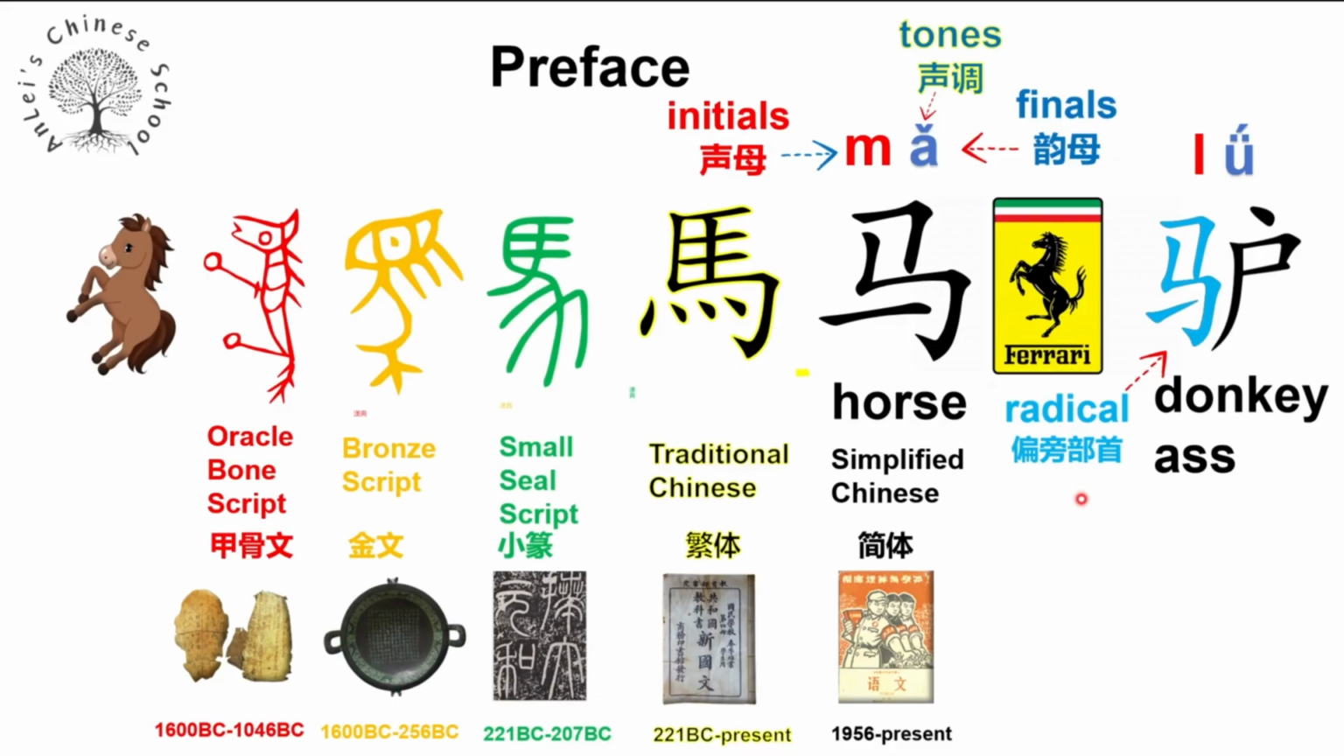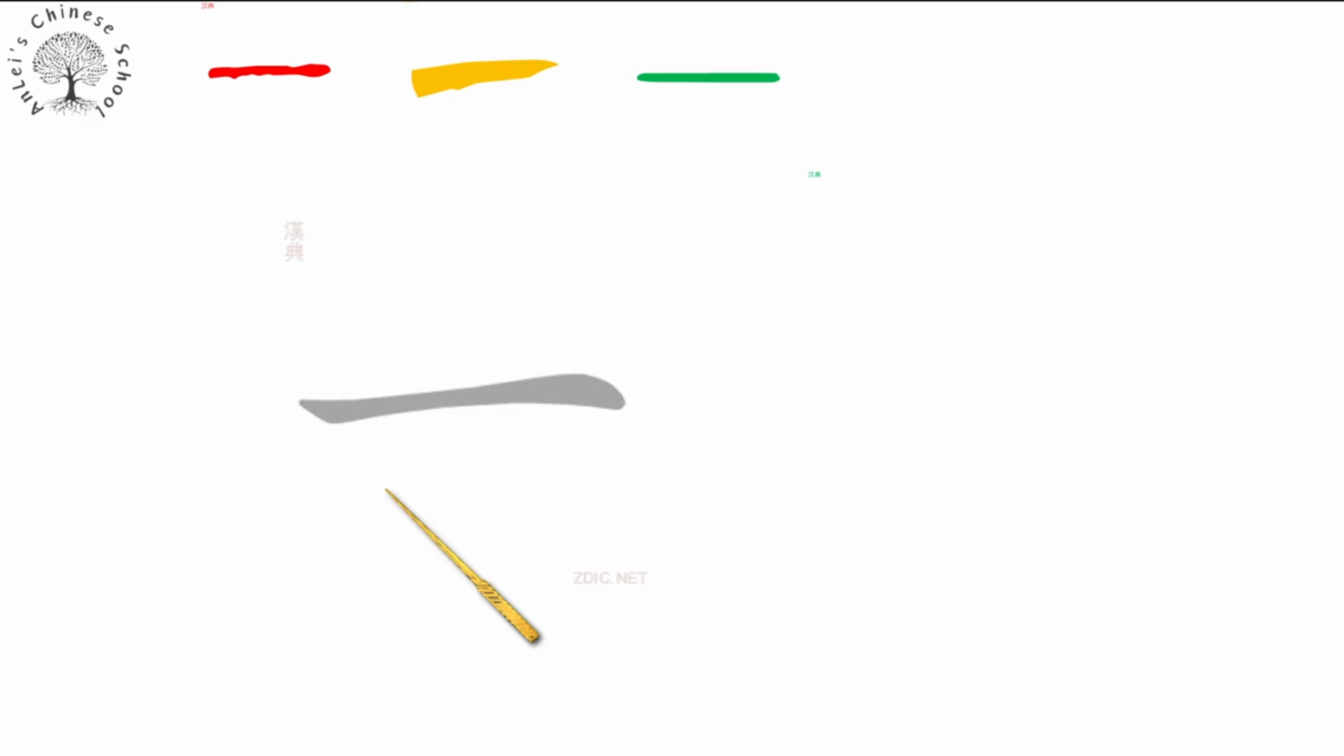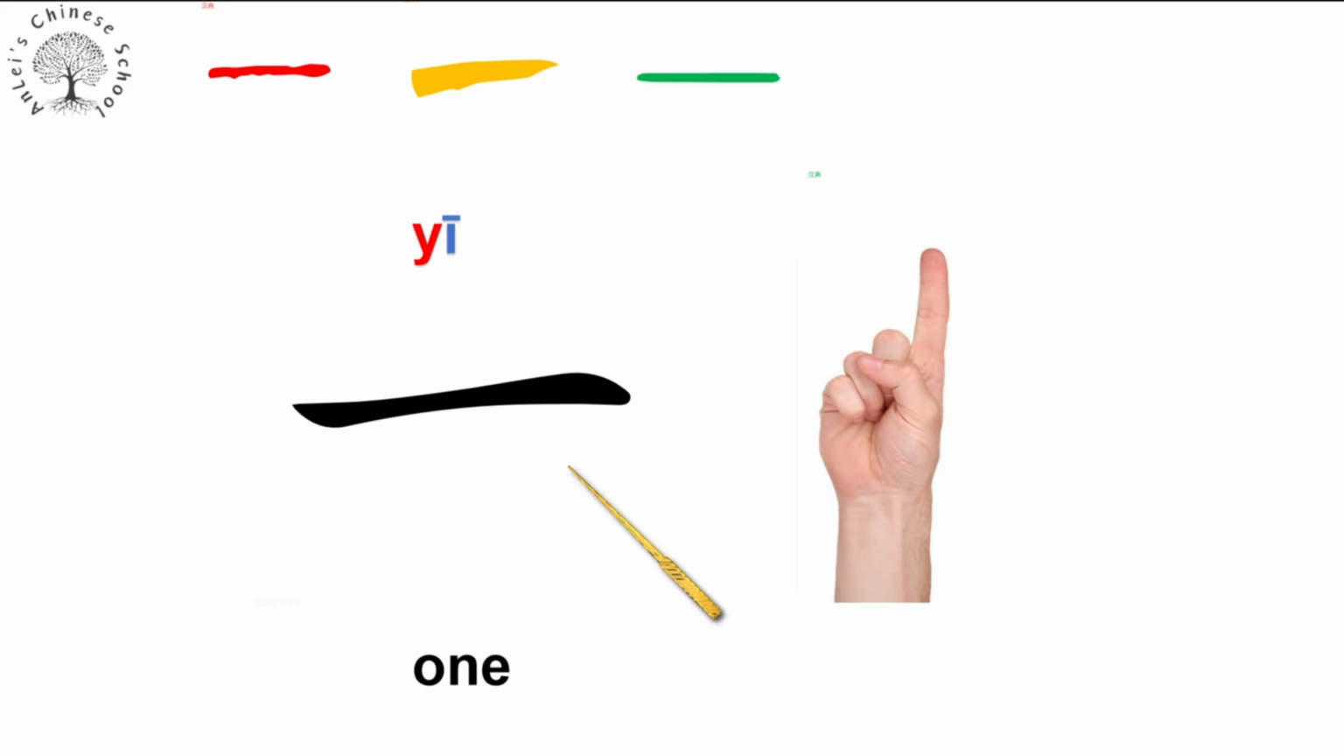Okay, let's get started. One horizontal stroke. This is the simplest Chinese character, 一. From archaic inscription, bronze inscription, and small script, for the last over 3,000 years, it didn't change much.